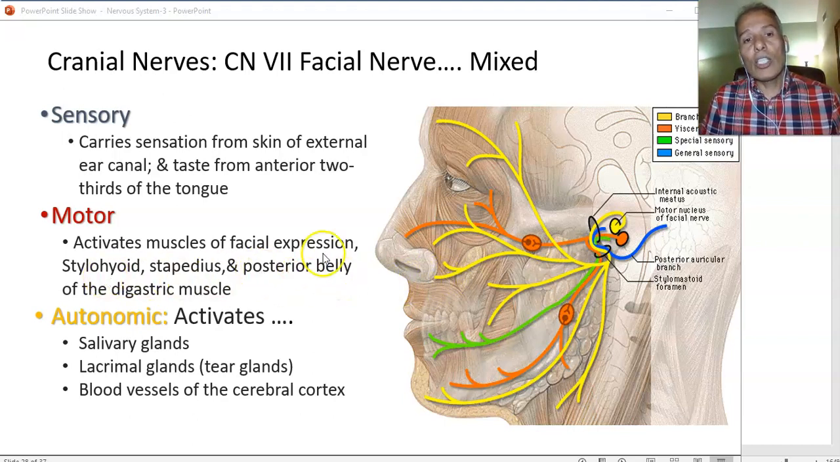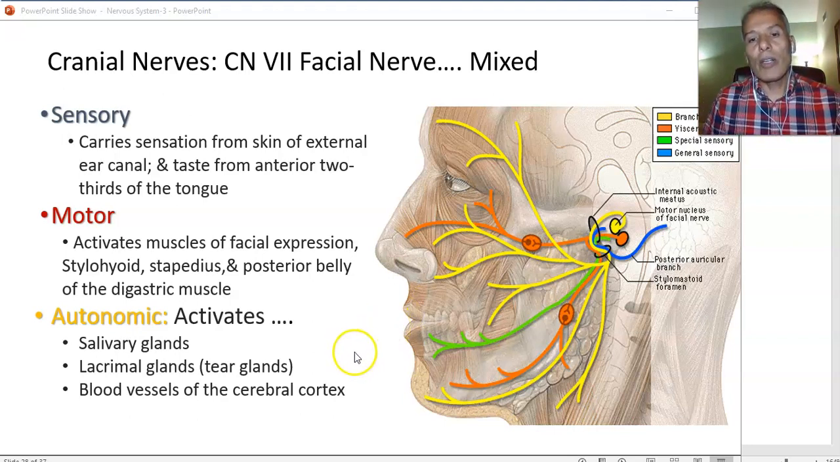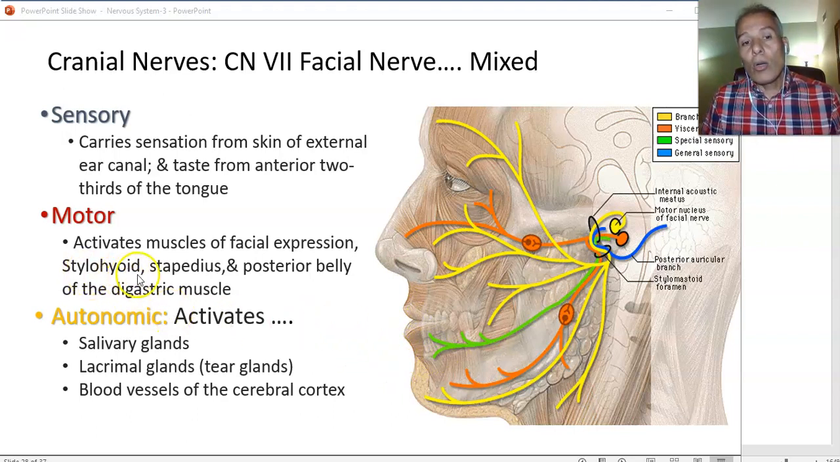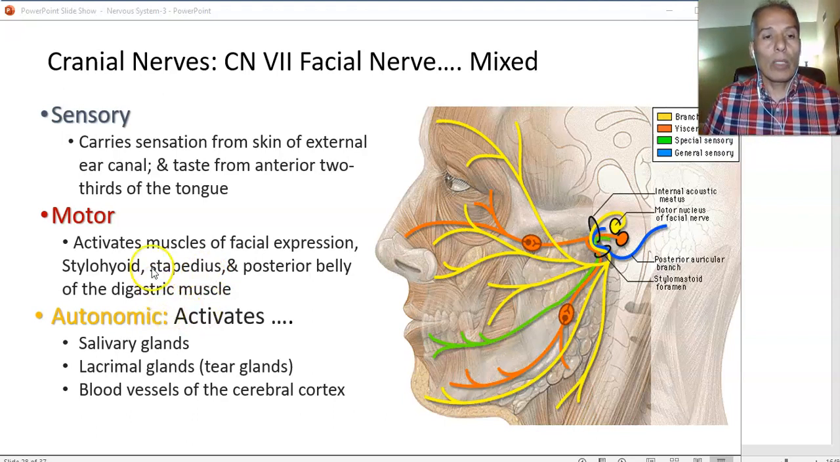So in addition to that, that means the lips and the risorius muscle, the zygomaticus major, zygomaticus minor, and so on. And then the stylohyoid muscle, the stapedius muscle that elicits or that causes the acoustic reflex, and the posterior belly of the digastric muscle.